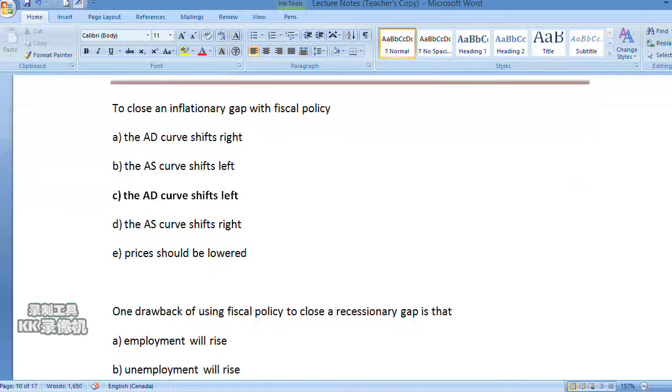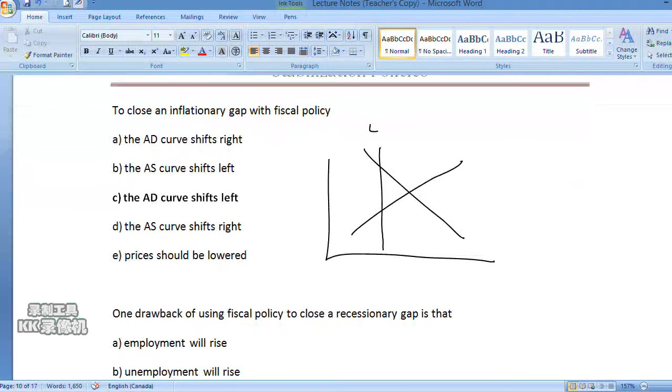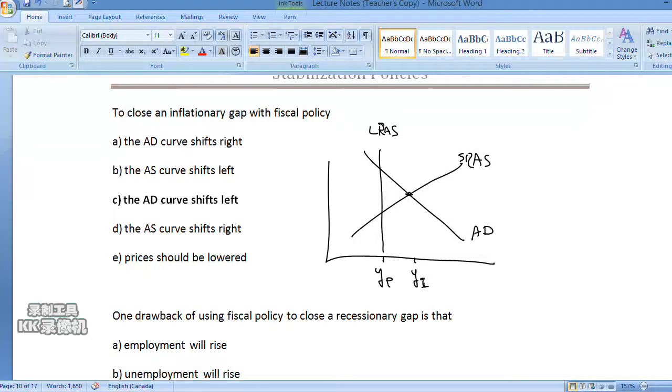To close an inflationary gap, an economy overproducing is inflationary. Potential at this point, YP. So to close it, fiscal policy can shift the AD curve to the left. And what they can do is decrease government spending and increase taxes.